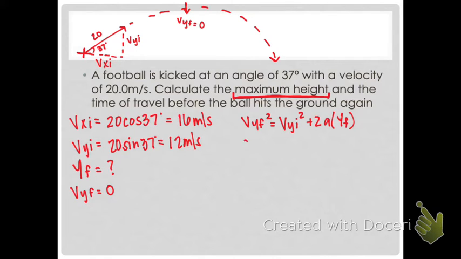0 squared equals 12 squared plus 2 times negative 9.8 times y final, and we're solving for y final. What this equation is telling us is we're trying to find at what height my final velocity equals 0. The only place where my final vertical velocity equals 0 is at the peak height. This equation is asking us at what displacement my final velocity equals 0, and that has to be our peak height. So let's go ahead and solve that for y final.